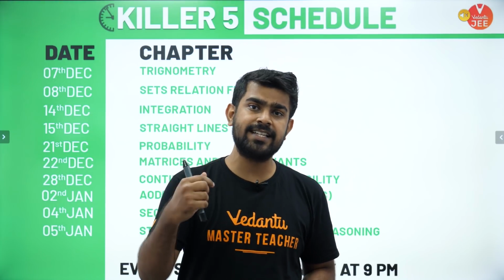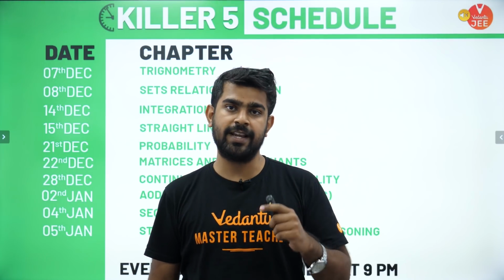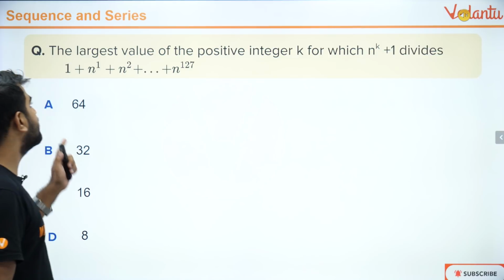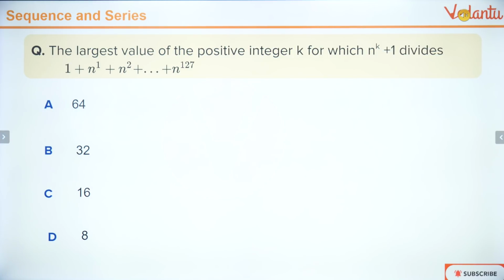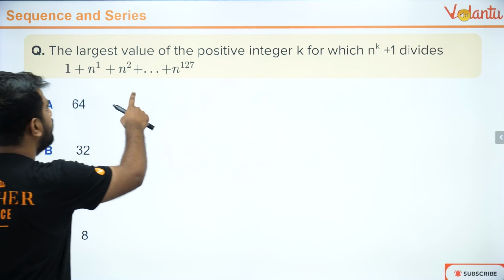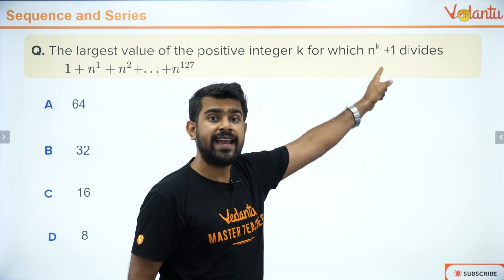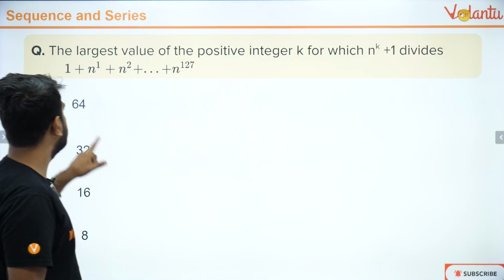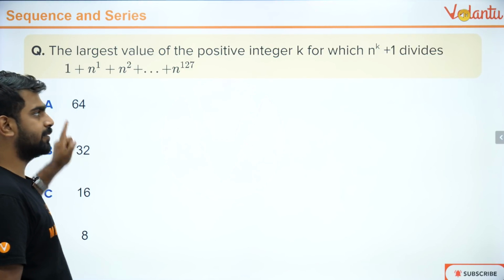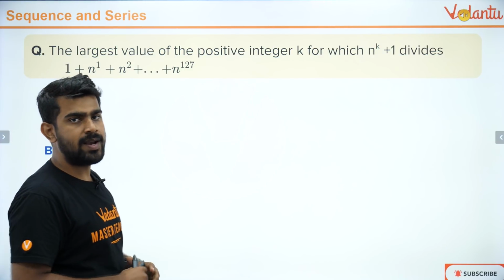Let's see what are the interesting questions that I have brought for you today. The first one is right over here. So this is a simple one, a warm-up question. Let's get on with that. The largest value of the positive integer k for which n to the power k plus 1 will divide this expression over here. So this is the question for you guys.